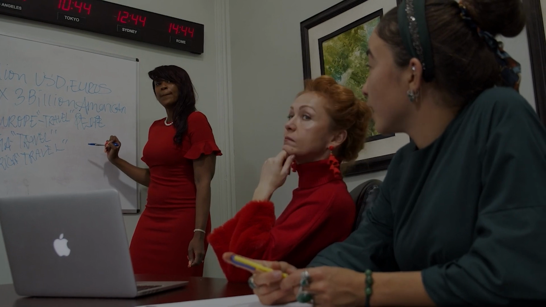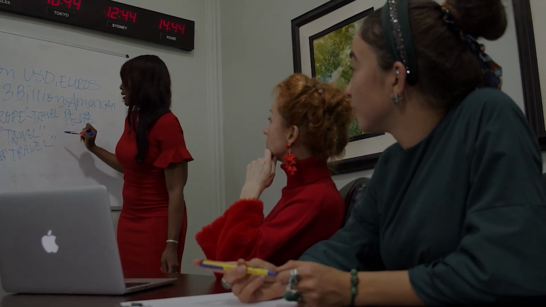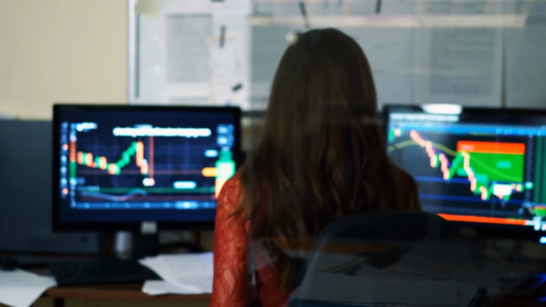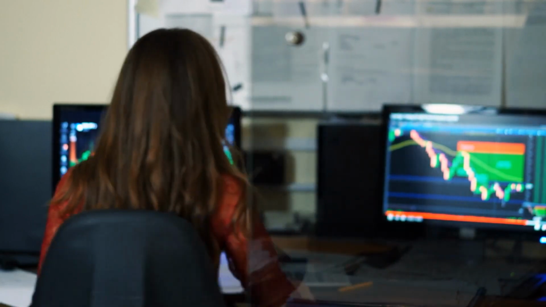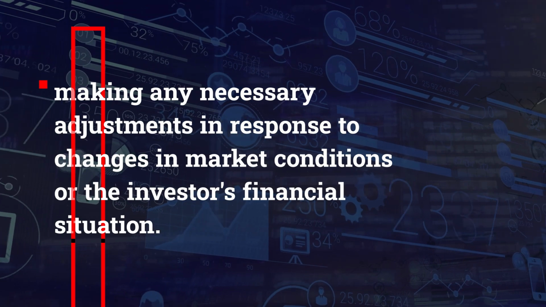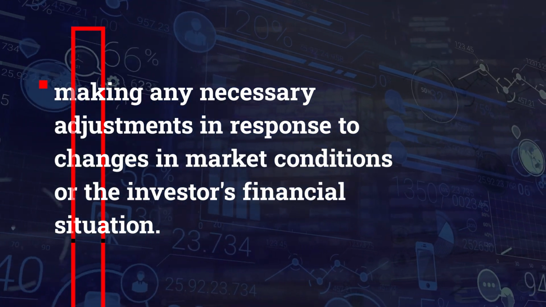It's important for investors to regularly review their portfolio and make sure that it is still aligned with their investment goals. This may include rebalancing the portfolio to maintain the desired mix of assets and making any necessary adjustments in response to changes in the market conditions or the investor's financial situation.